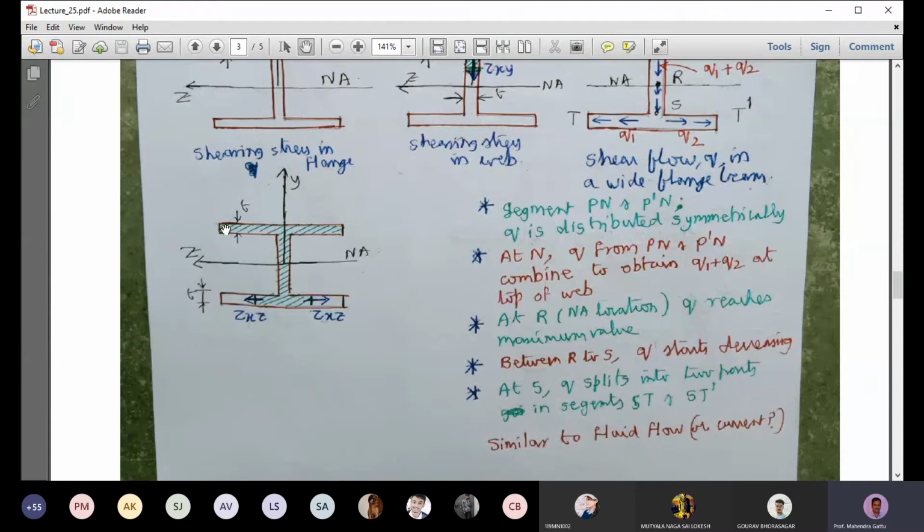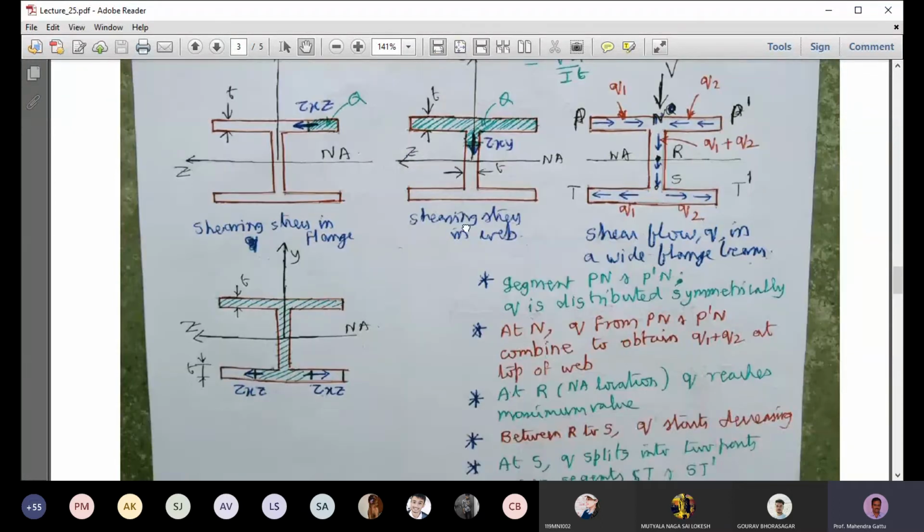The horizontal shear will start from a small value and keep increasing. It will suddenly jump, because the shear stress contributions from here and here will join, and there is a jump in the shear stress there. At the neutral axis it will become maximum, and then from there it will start to decrease. Then here it splits up, and then again it will go to 0 as we move towards the left corner and right corner of the bottom flange. Okay, so this is regarding the shear stress distribution.